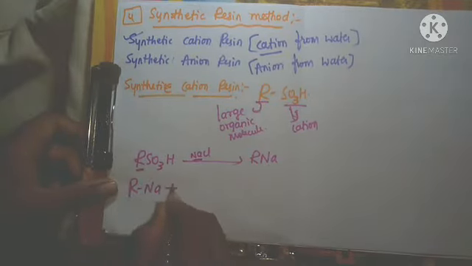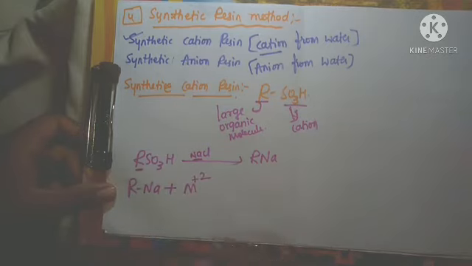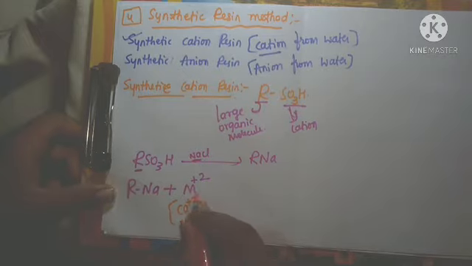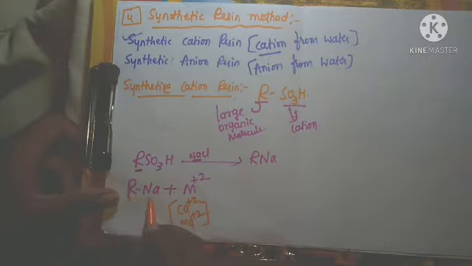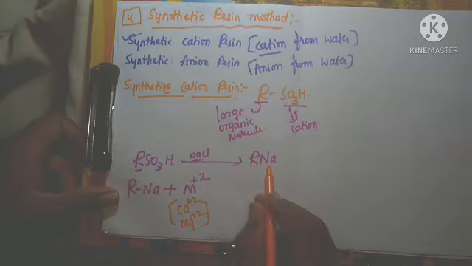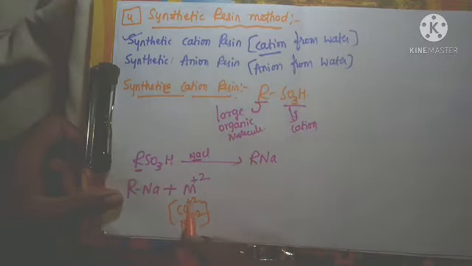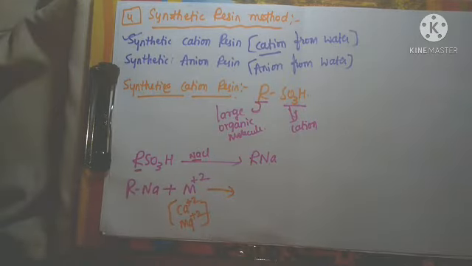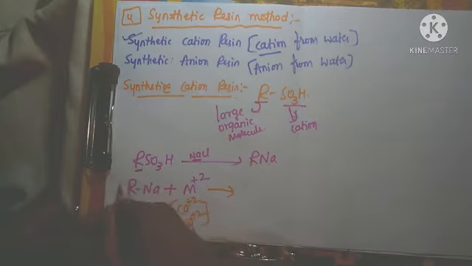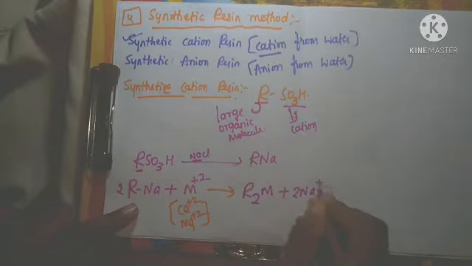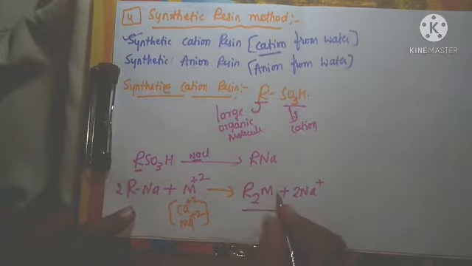Now this RNa reacts with M+2. M+2 means, as you already know, maybe Ca+2 or Mg+2, which is present in the water. When this RNa, the synthetic cation resin, where R is a large organic molecule and Na is the cation, reacts with Ca+2 or Mg+2, the calcium or magnesium ions present in the water, what happens? Again, exchange of ions will take place. Here for balancing, I'm taking two times. It will be R2M plus 2Na+.